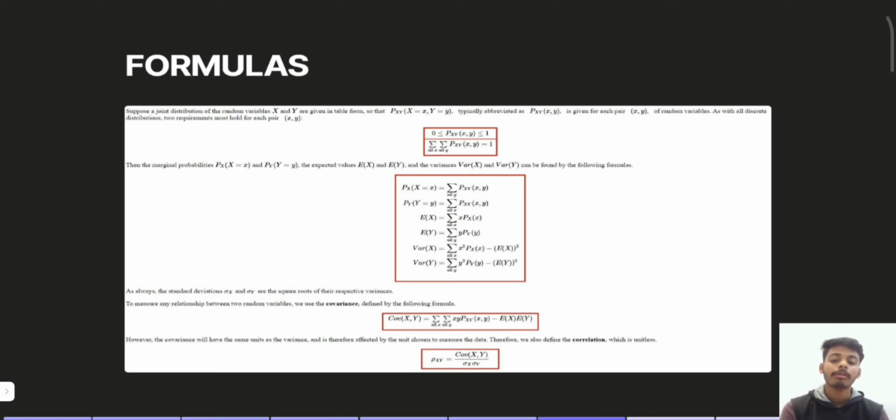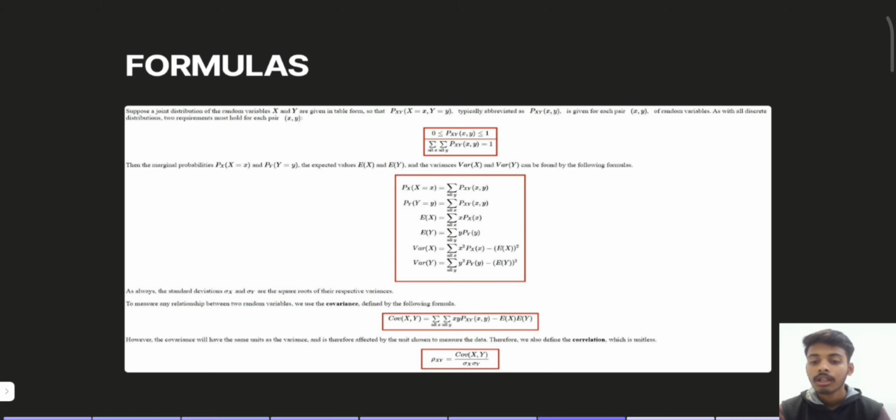Then the marginal probabilities p of x and p of y, the expected values E of x and E of y, and the variance of x and y can be found by the following formulas. As you can see, the formulas of p of x, p of y, expected value of x, expected value of y, variance of x, variance of y, and you can even see the covariance formula.